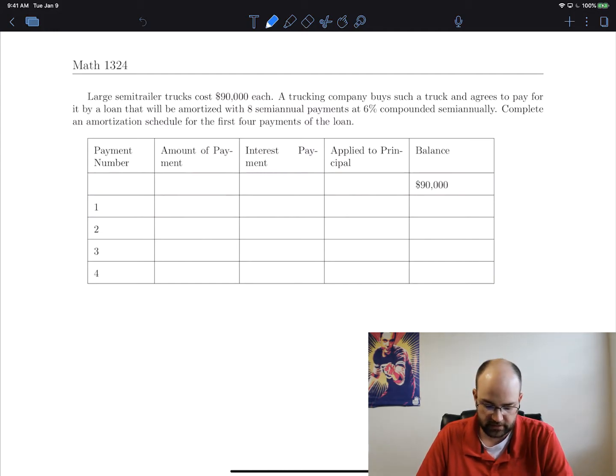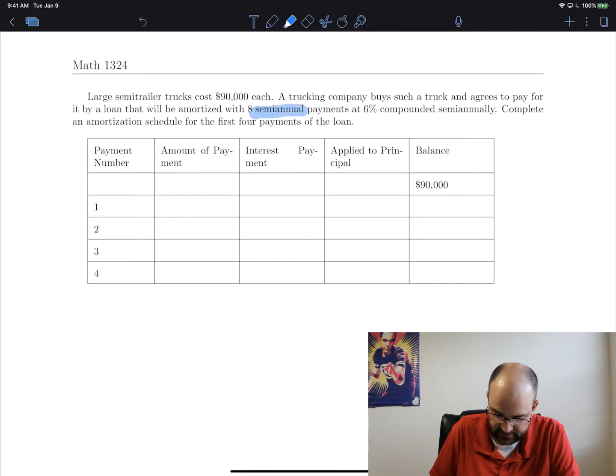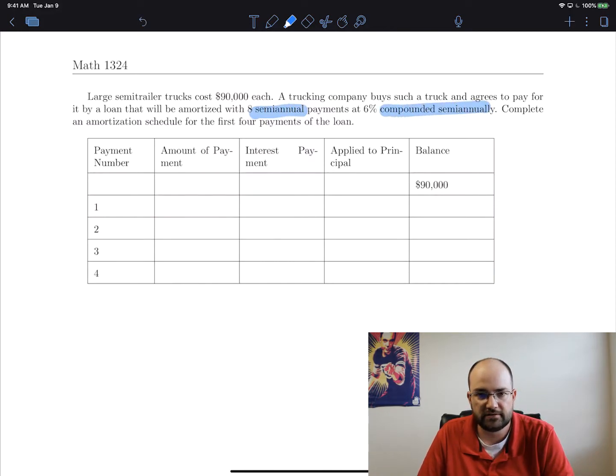Okay, now the problem with this is that they are semi-annual payments and everything's compounded semi-annually. So we can't actually use the easy calculator. It's very sad, I know. I'm not happy about it either. Anyway.